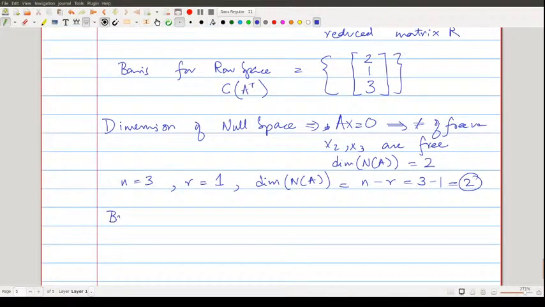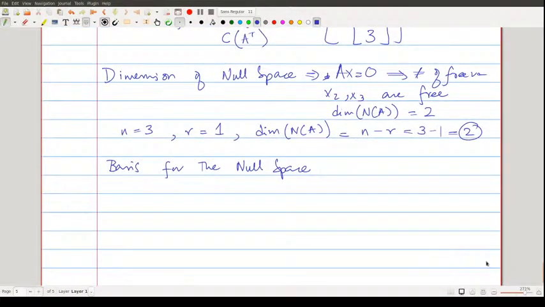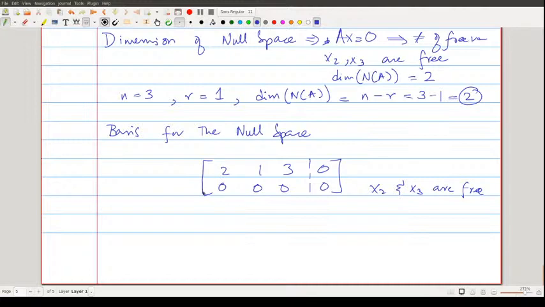Let's just find a basis for the null space. Okay. So here's my matrix again. This is my 2, 1, 3, easy little matrix, 2, 1, 3, augmented with the vector 0, 0, 0. I know that x2 and x3 are free. So the second equation doesn't really tell me anything. The first equation tells me 2x1 plus x2 plus 3x3 is equal to 0, which means x1 is equal to minus x2 minus 3x3, and I divide it by 2, so it's minus half x2 and minus 3 by 2 x3.